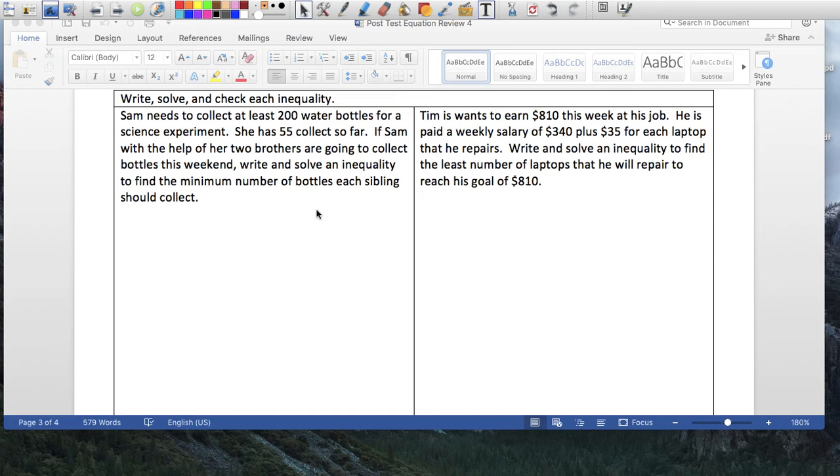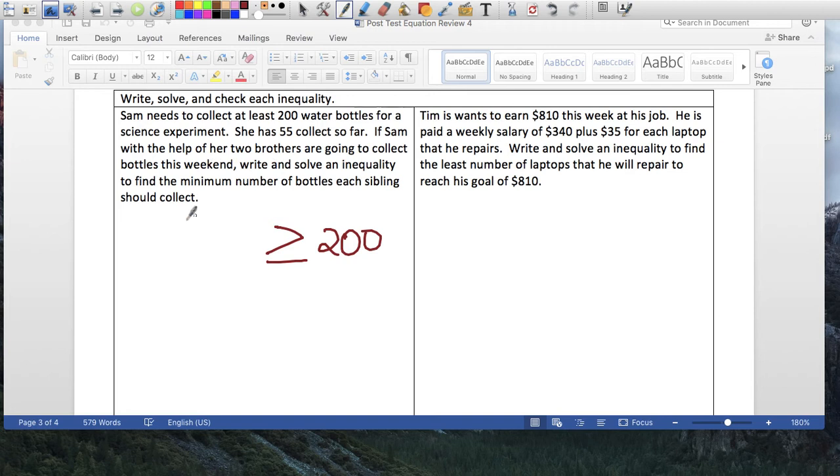So this is that. So we want to write an inequality. Sam is collecting 200 bottles. She has 55 already. So she and her 2 brothers are going to collect bottles. How many do each of them have to collect? To reach 200, whatever they collect has to be equal to 200 or greater.